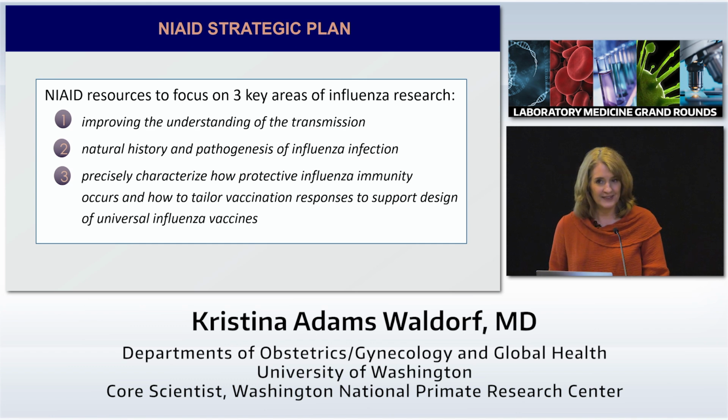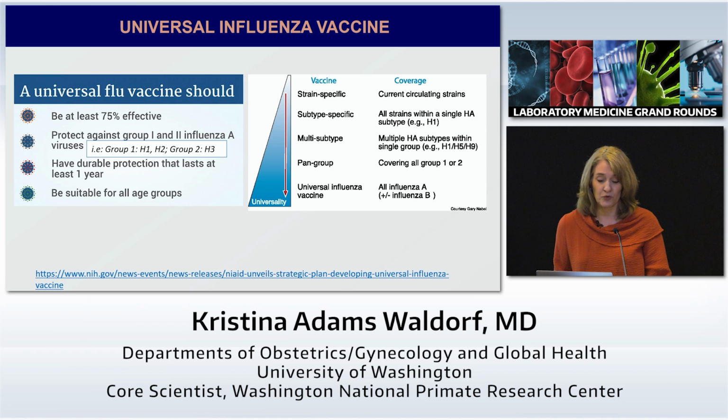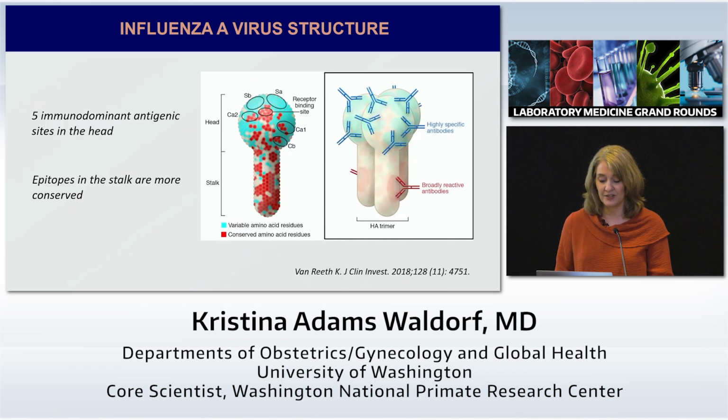And you ask, why is an obstetrician interested in this? That's because a universal influenza vaccine needs to be protective for all age groups and vulnerable groups, and pregnant women are one of those groups. A universal flu vaccine needs to be at least 75% effective. It's got to protect against both group 1 and group 2 influenza A viruses, should last more than a year, and really cover a wide portion of the population.